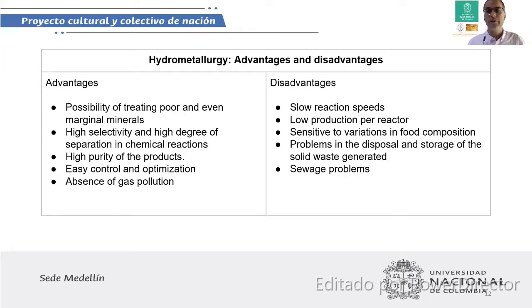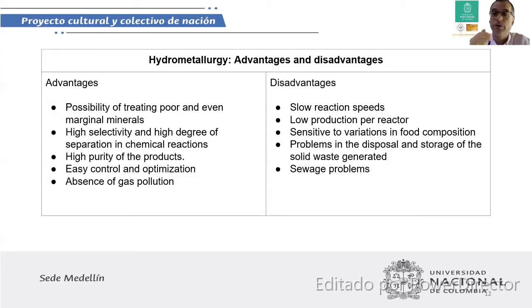In the same way, hydrometallurgical processing has some difficulties, and some advantages and some disadvantages. The main advantage of the hydrometallurgical process is that you can work with poor minerals, minerals of low grade. Low grade minerals are difficult to work with in pyrometallurgical processes, but it's easy to work with them in hydrometallurgical processes, and this is important. And it's more selective. The selectivity of the hydrometallurgical process is high. When you use the appropriate solvent, the selectivity is very high.